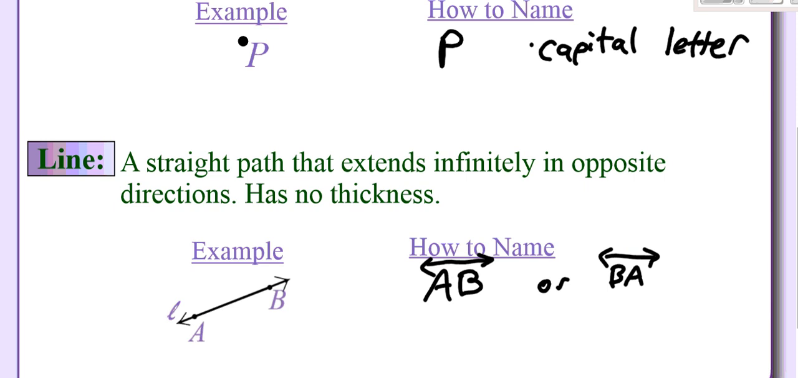And sometimes there's even another option when they give you a little script letter like that, kind of like a cursive letter. You can just use that one letter to name the line if it's already there. So that's kind of a third option there.